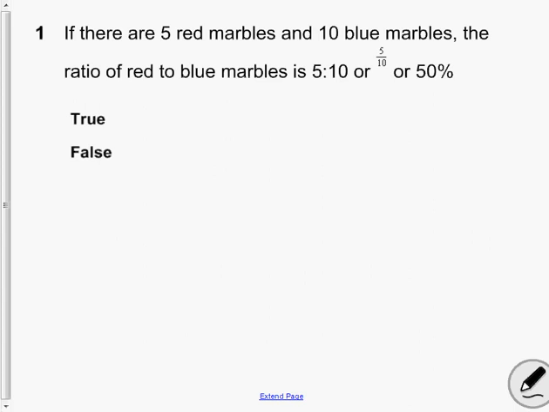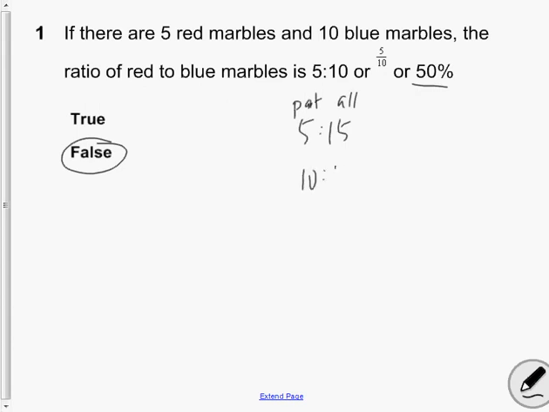5 to 10, or 50%. Well, the answer we know is false. And the reason why is you cannot use a part-to-part ratio to make percentages. If you wanted to say what percentage are red, it would have to be 5 to 15, meaning part, which is your red marbles, to all, which is 15 marbles in total.